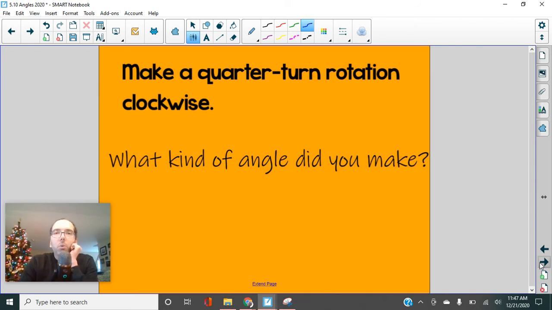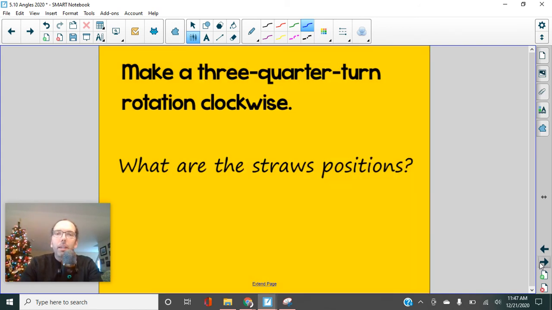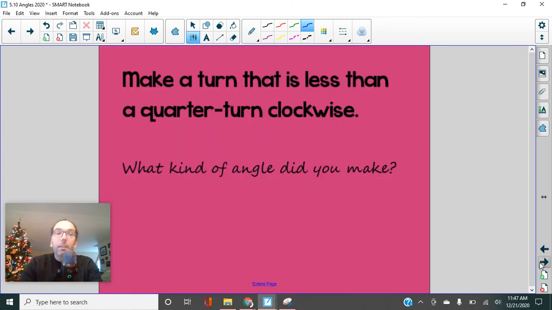All right, make a quarter turn rotation clockwise. All right, try it, and then we'll see if I agree with you. Okay. You should have gone clockwise. I hope this is clockwise in the video. Going with the clock. What kind of angle is this? Yeah, it's a right angle, isn't it? A right angle, 90 degrees. So a full turn is 360 degrees. And we're going to talk more about this tomorrow. Like I said, half turn is 180 and a quarter turn is 90 degrees. All right. Let's do one more.